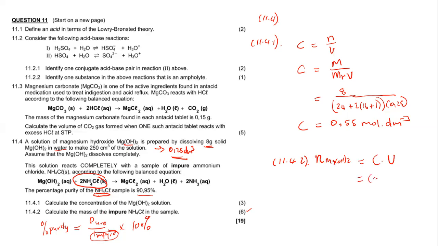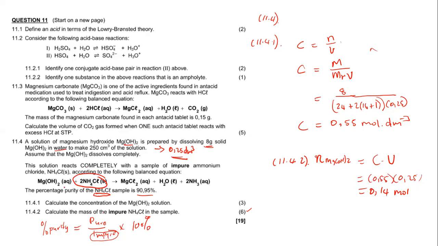My C is 0.55 multiplied by V, which we said is 0.25. You can also use the formula N equals mass over molar mass, it is still fine. So now I multiply my answer by 0.25, and to 2 decimal places I get 0.14 moles. This is the number of moles of magnesium hydroxide.